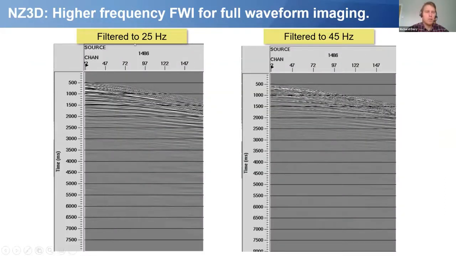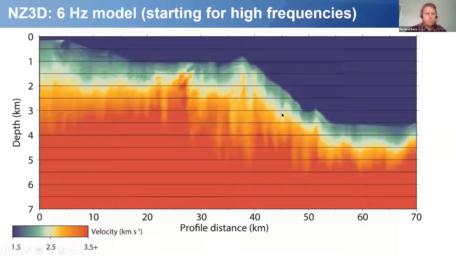So just to give you an example of the data we're now inverting for. This is filtered at 25 hertz, and we're opening up all the way down to around 6 seconds after the first arrival. And so there's a whole bunch of detail in here, which we're hoping to get out of our velocity model, and then up to 45 hertz as well. So we use the low frequency model as our starting point, and then we go up.